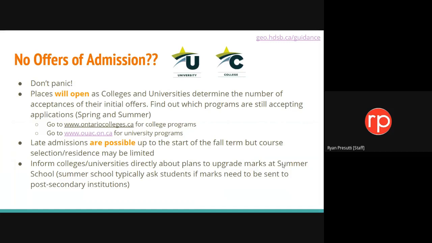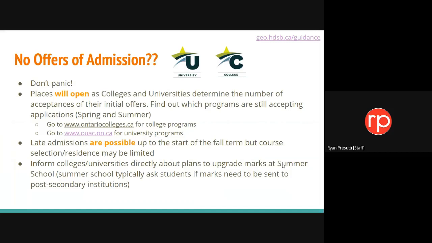Late admissions, though, are quite possible, and it does happen every year that students get an admission to college or to university just before the start of the fall term. Even Labour Day weekend, I've heard of that happening. So of course, by that point, course selection may have been limited, because that's often in the summer, and obviously residence may be limited as well, but it is possible.